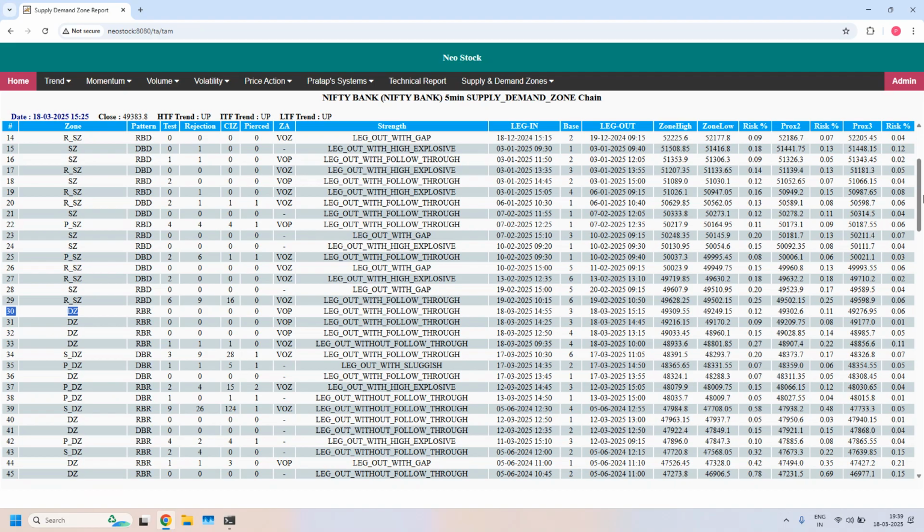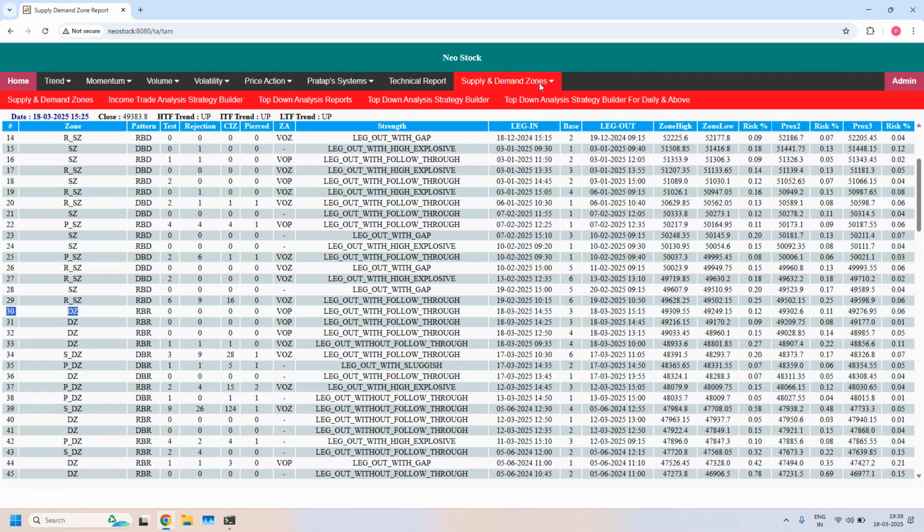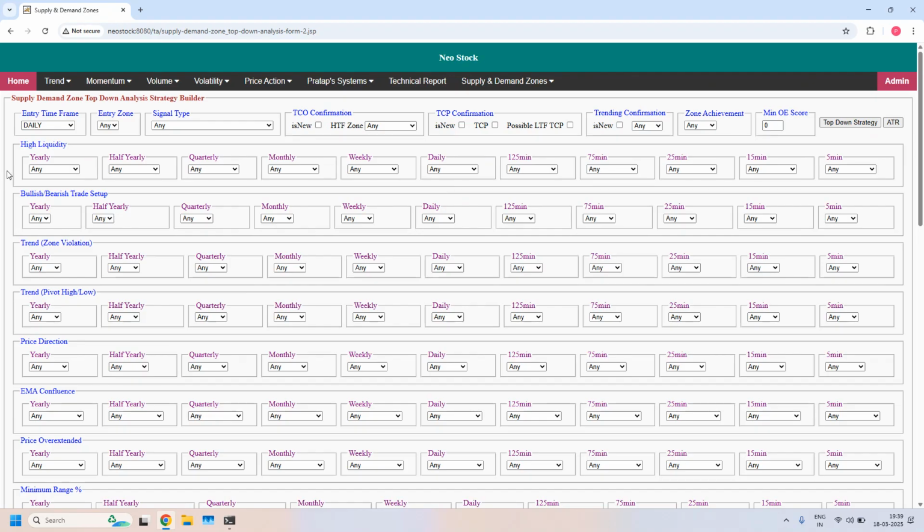Okay, next we will look into bullish and bearish trade setups for monthly, weekly, daily and hourly income trades. For monthly income trade, bullish trade setup, entry time frame daily, entry zone demand zone, bullish or bearish trade setup at daily I am selecting bullish, and zone achievement should always be violated opposing zone. Minimum odd enhancer score should always be 12.